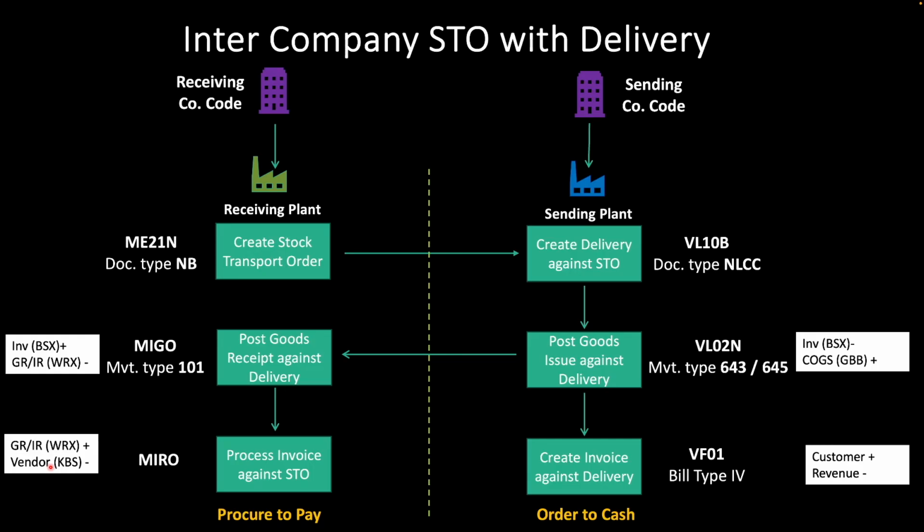That is when you post goods issue, when you post goods receipt, when you create a billing document against the delivery, and when you process the invoice against the stock transport order. In all these 4 stages, you have separate financial document getting posted. So this is all about the intercompany code stock transfer process.